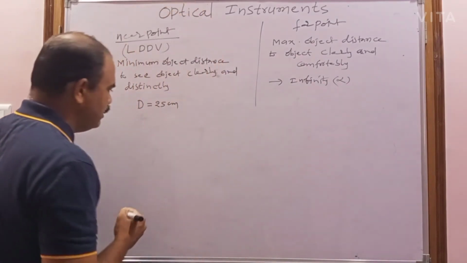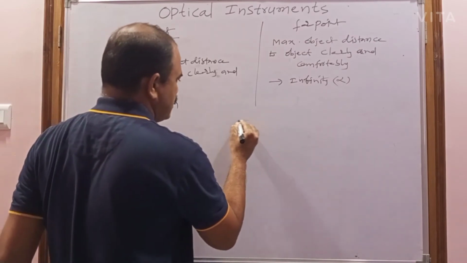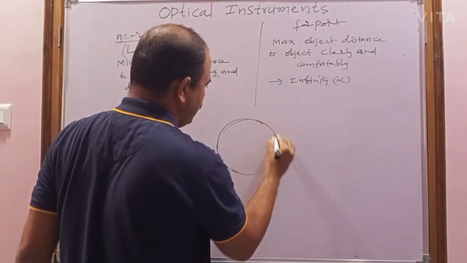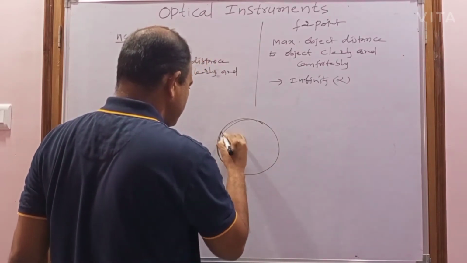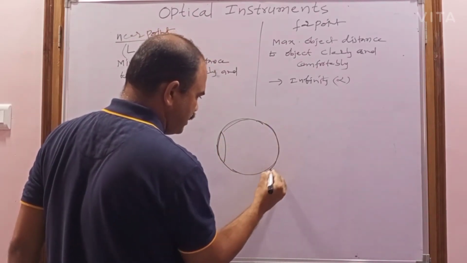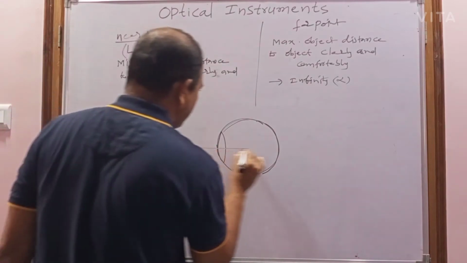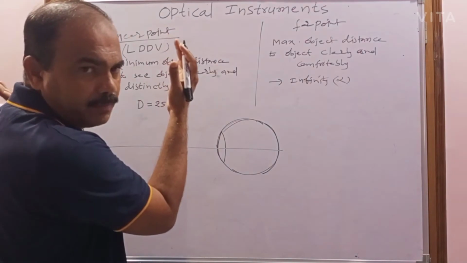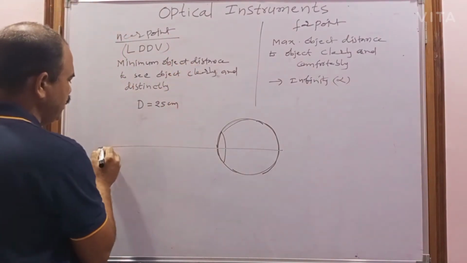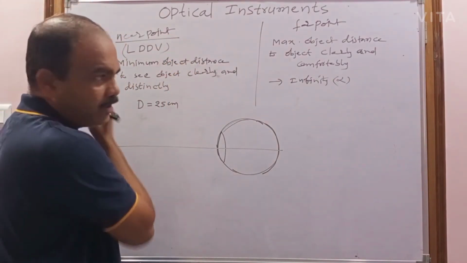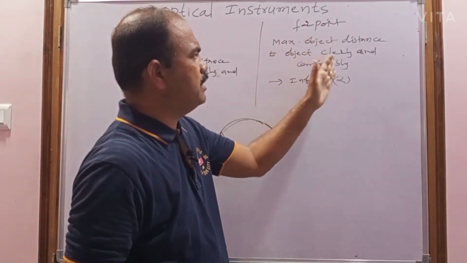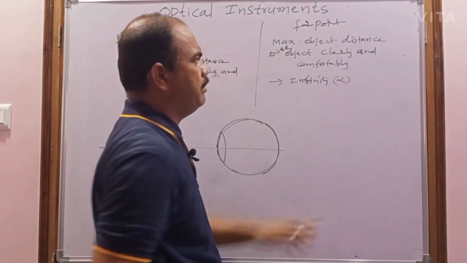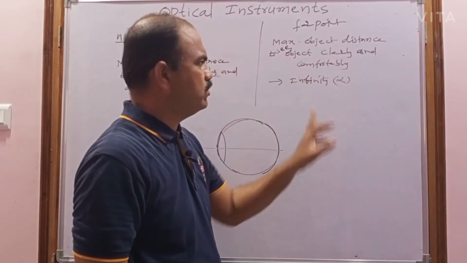So now consider this is our eye, and this is the eye lens, and this is the retina. Now consider when the object is at the far point, which is nothing but infinity. The far point is the point of maximum distance to see an object clearly and comfortably. So what is the distance?